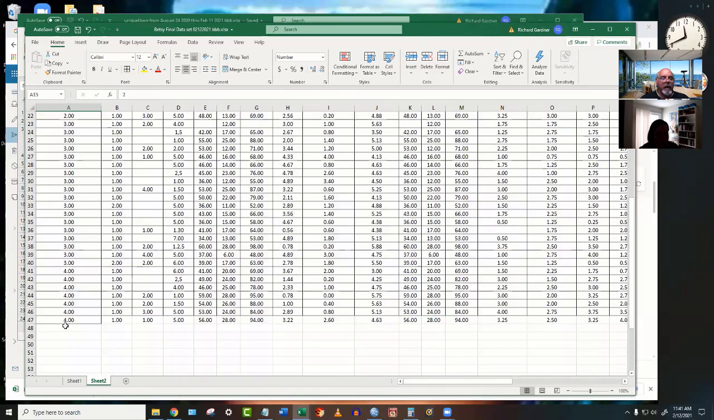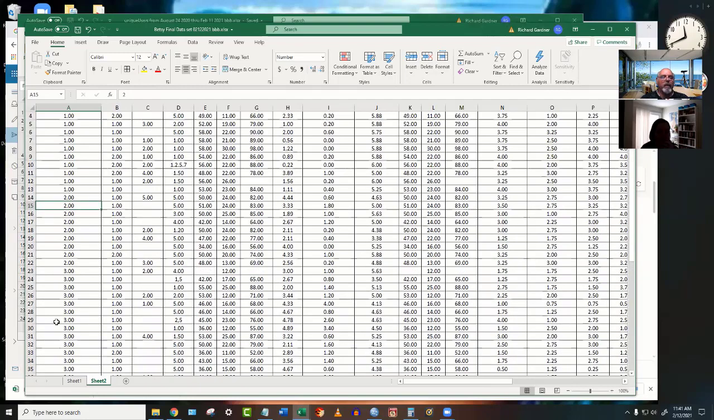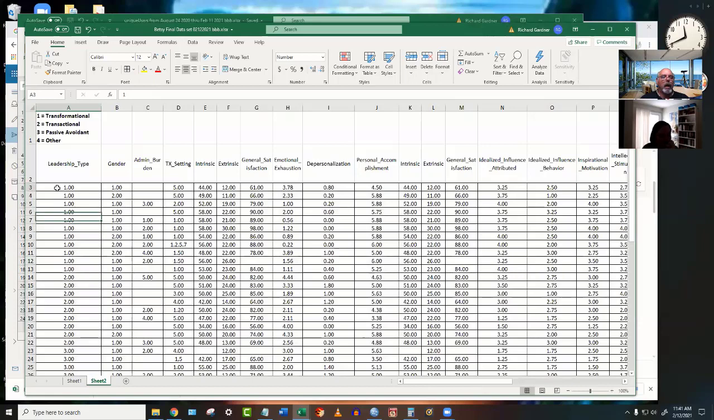So you start at three. So 47 minus three is 44. You got 44 people that have leadership type data and other stuff. Okay. Yeah. All right. Cool. We're good to go. Okay. There we go. We're going to SPSS.